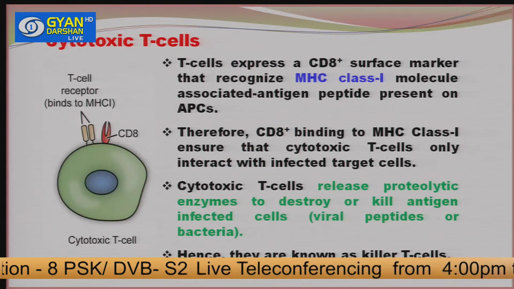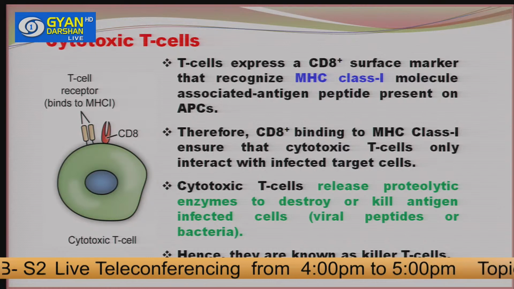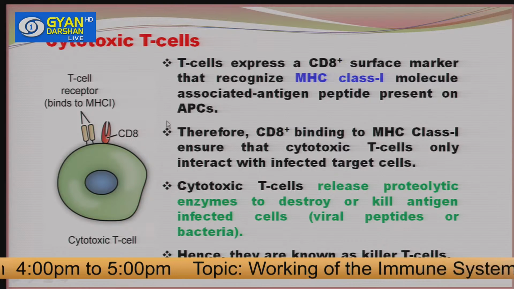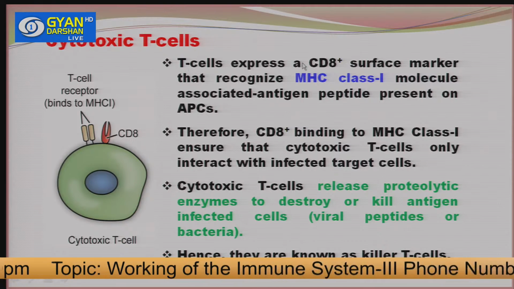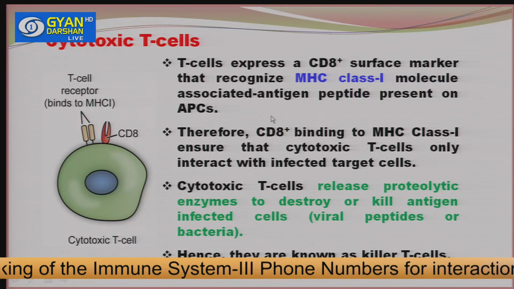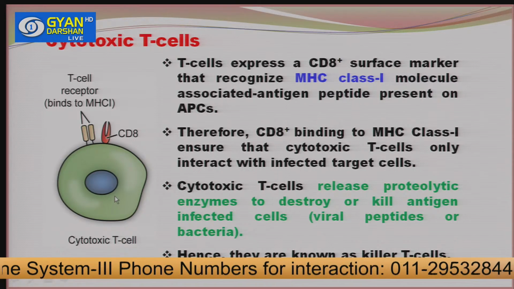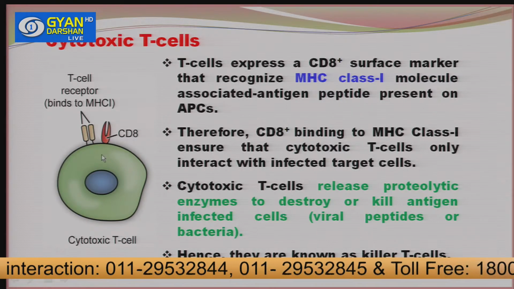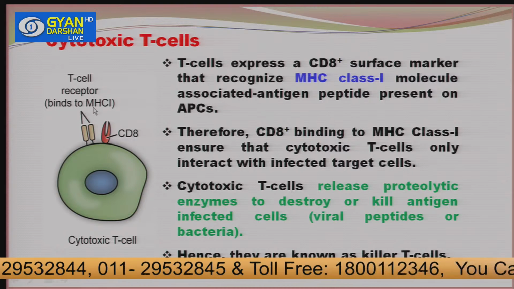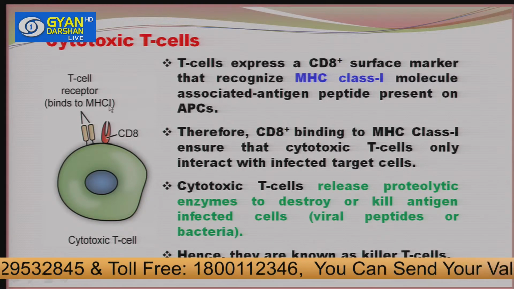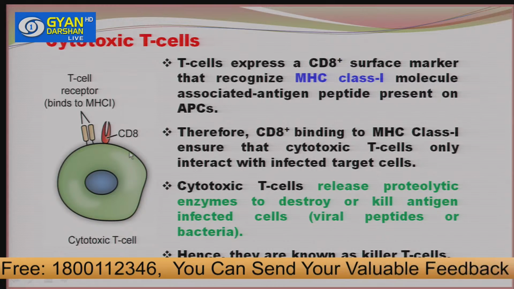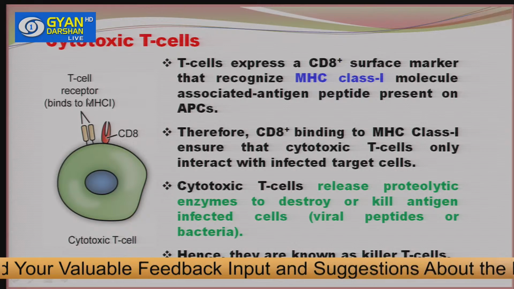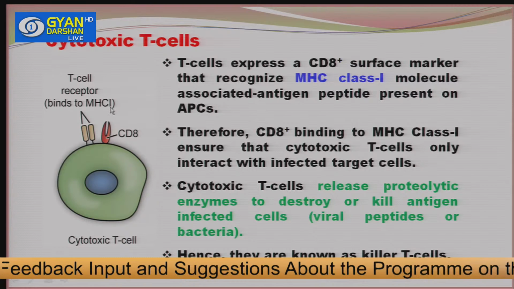I want to discuss both cytotoxic T cells and helper T cells. The cytotoxic T cells express a CD-positive surface marker. You can see it is a cytotoxic T cell, and they have markers like CD8. The T cell receptor binds to the MHC class I. So CD8-positive cells are able to bind to the MHC class I molecules.